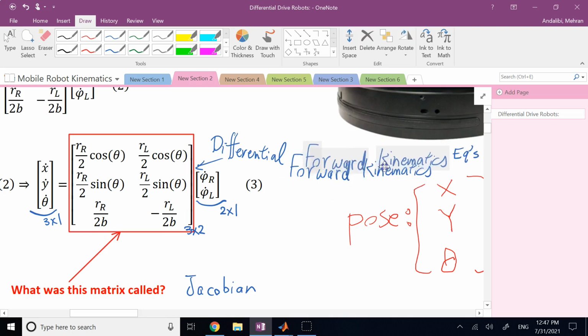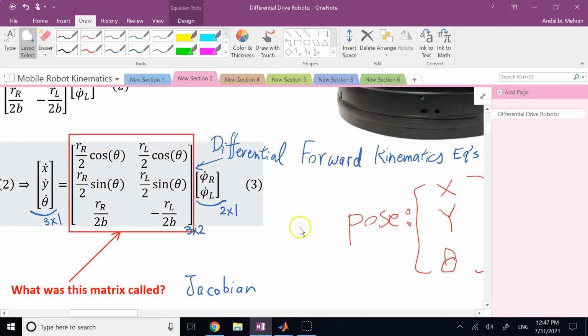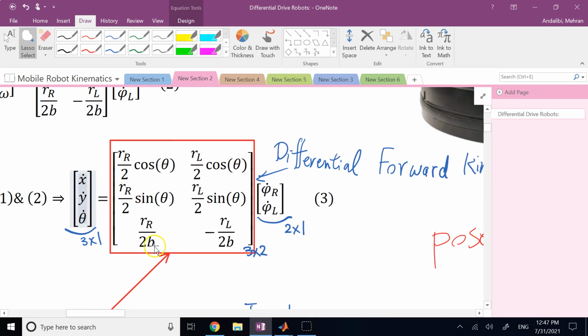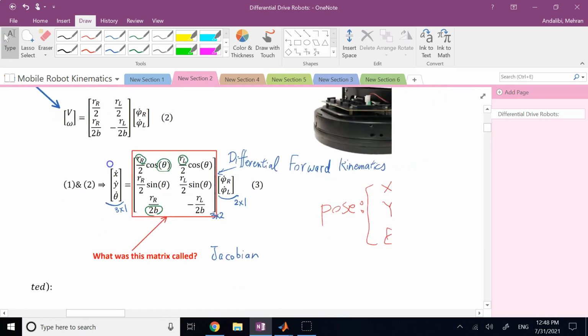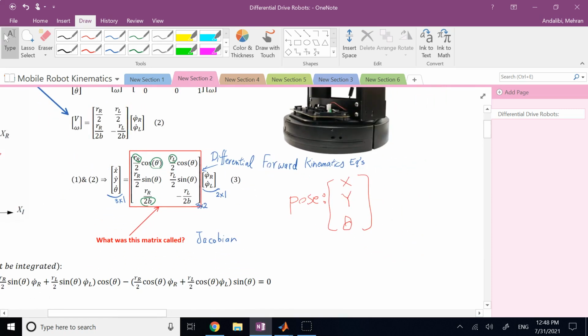And this matrix that is relating the joint velocity to workspace velocities, we call it the Jacobian matrix. You see, it depends on a few parameters: radius of each wheel, as well as the width of the chassis and the angle at each point. Okay, so this is what we have for the mobile differential drive robot. And again, the reason we call it differential is the difference here between the speed of the right and the left centroid tires determines the rotation of the chassis.